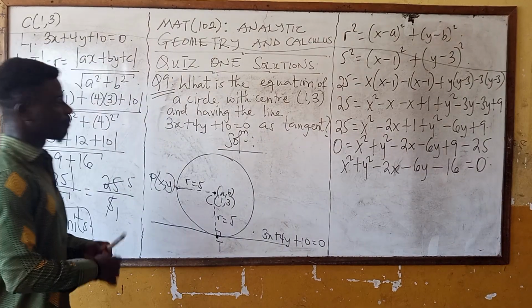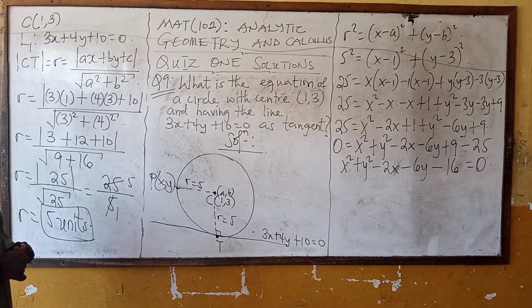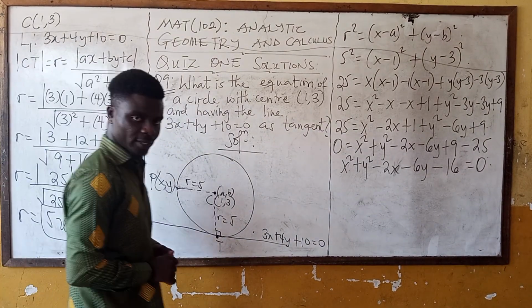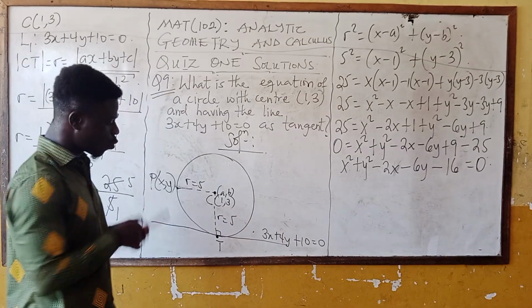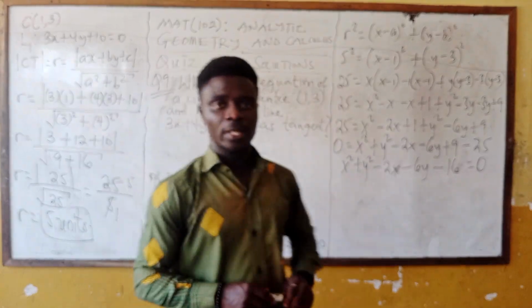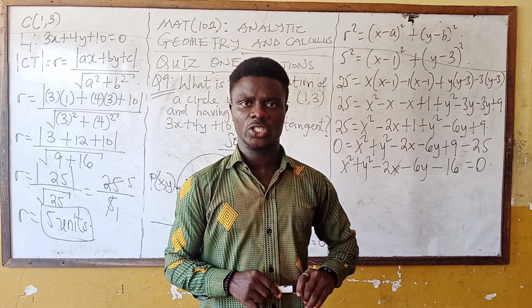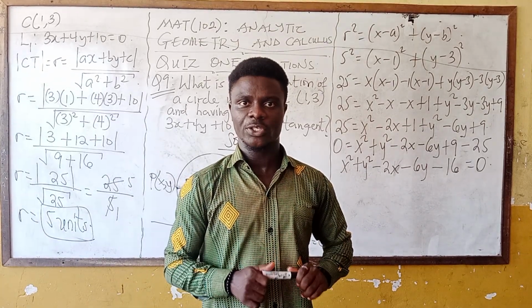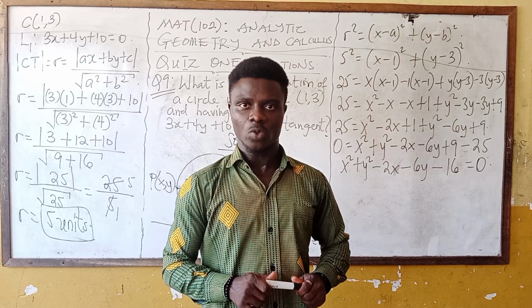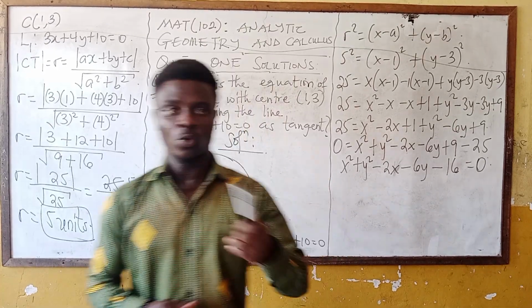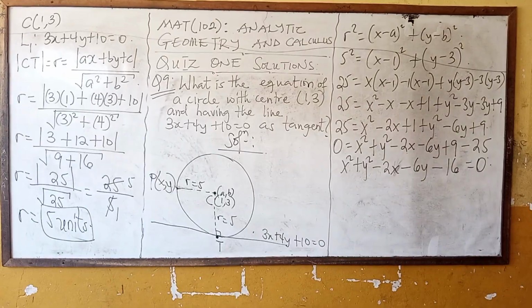So this is our equation of the circle, which is very, very simple. So always, when they give you a question on coordinate geometry, try to sketch it. When you sketch it, you know what we are finding. All right, so let's move on to our fifth question.